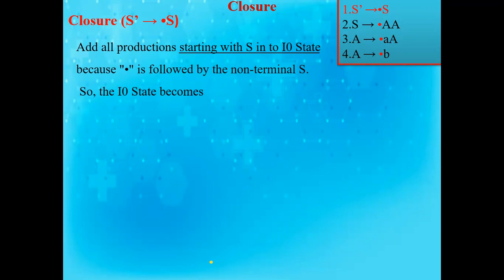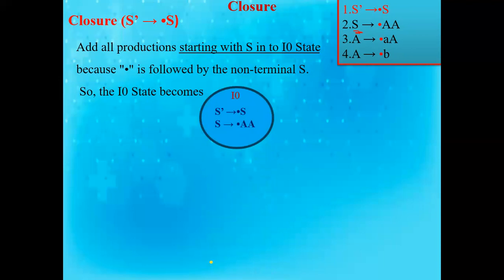Since after the dot we have a non-terminal, we are finding out the closure of this production. After the dot we have a capital S here. So I need to add all the productions that start with S, that is, this is the production, right? Initially I have this production in the initial state. Again, I need to add this production also, because this dot operator is followed by a capital S. So now my state I0, that is the first state.